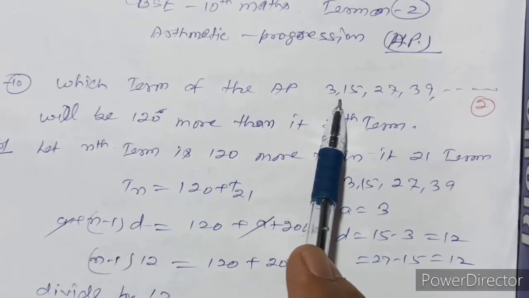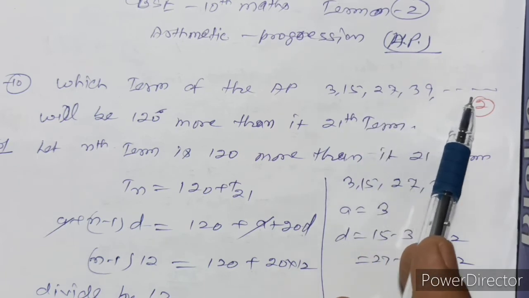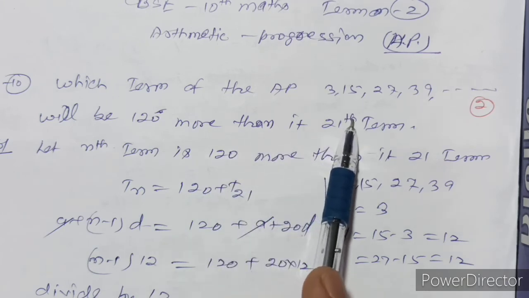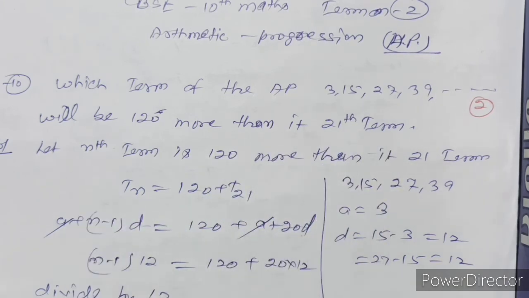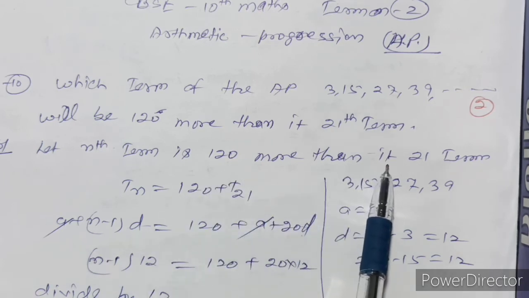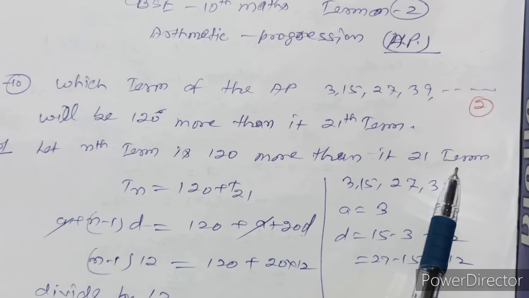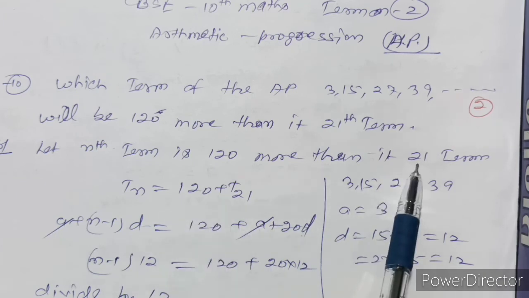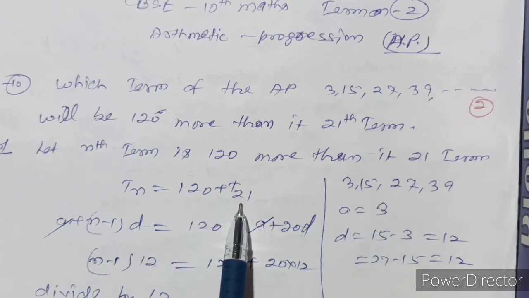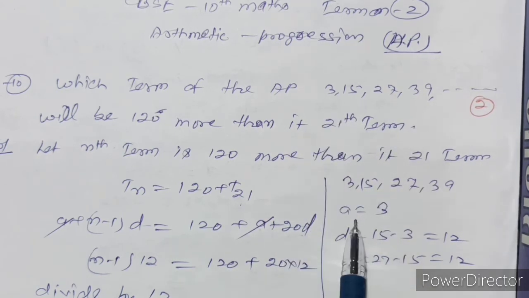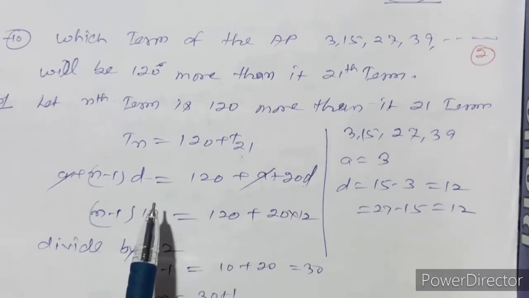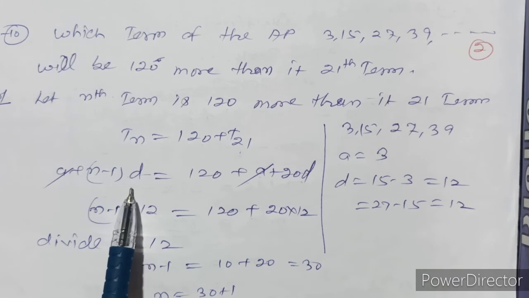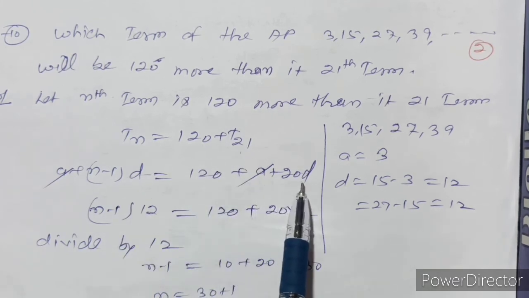Which term of the AP 3, 15, 27, 39, and so on will be 120 more than its 21st term? That means the nth term is 120 more than the 21st term. अपने को मालूम नहीं कौन सी टर्म निकालना, तो माना कि nth टर्म है, तो nth टर्म जो है ना 120 more than the 21st term according to the question. Using the series, get a equals 3 and d equals 12. So putting the values, tn का formula, using the formula tn equals a plus n minus 1 times d, 120 and the 21st term, so a plus 20d.